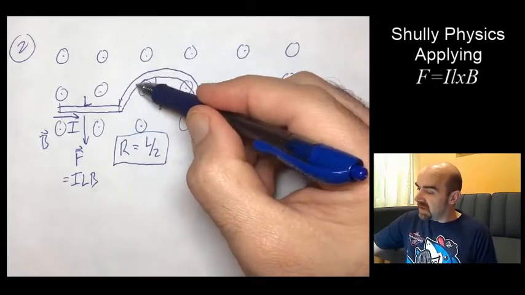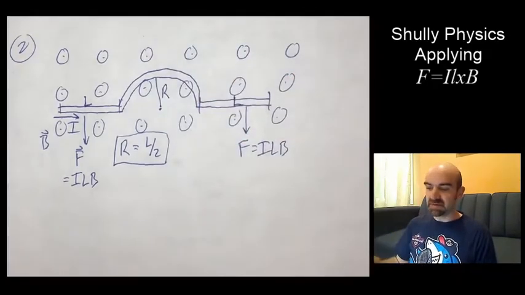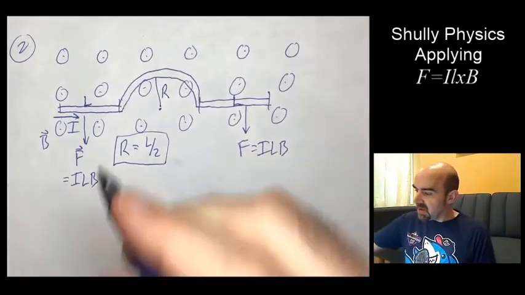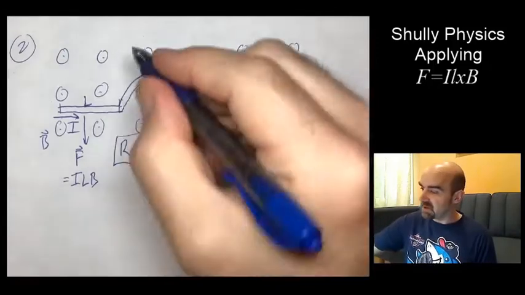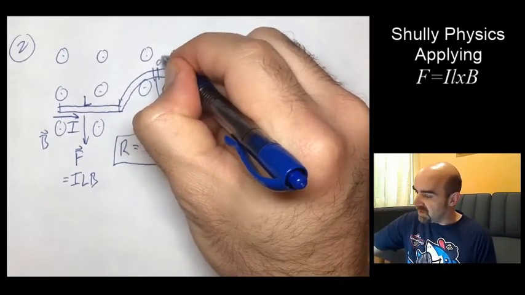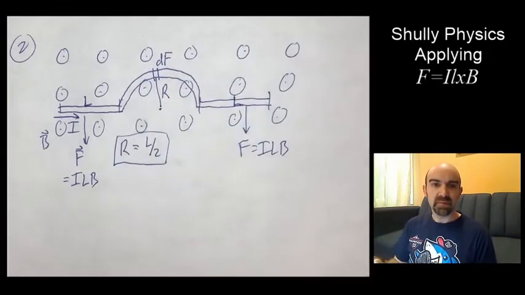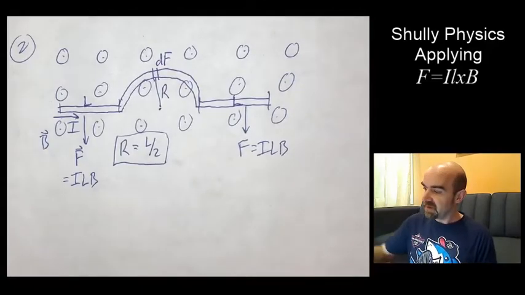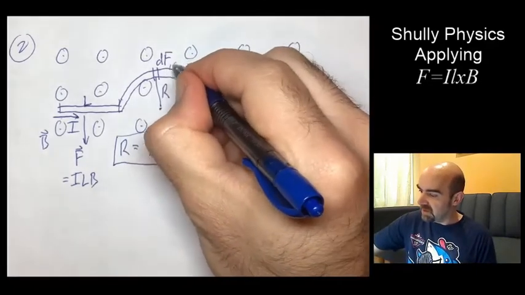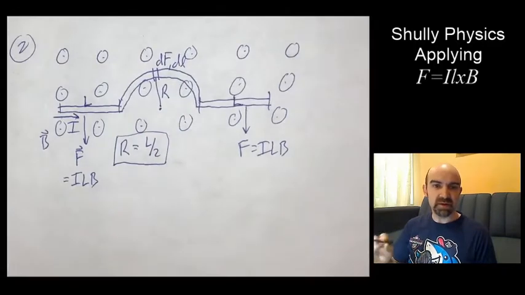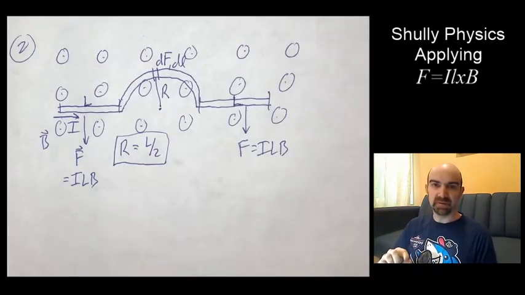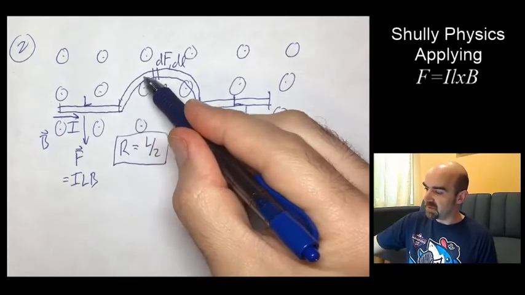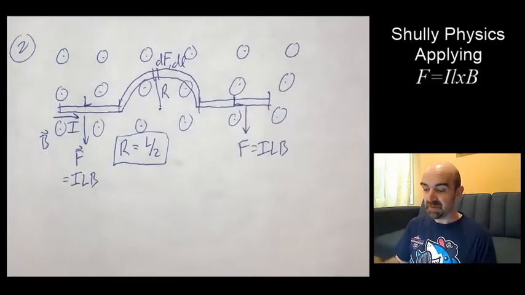So now we need to look at the force on this little semicircle here. Now if I look at just a little piece, a little segment of that conductor, there's going to be a force dF from that little piece. And it has a length dl. So there's a tiny little bit of length in there and a tiny bit of force applied. The total force is going to be the sum of all the force on that segment.